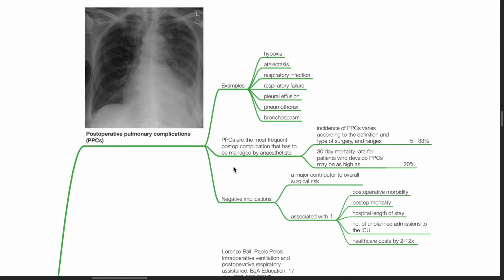Negative implications of PPCs: PPCs are a major contributor to overall surgical risk. They are associated with increased postoperative morbidity, mortality, hospital length of stay, and number of unplanned admissions to the ICU, and healthcare costs are increased by 2 to 12 times.